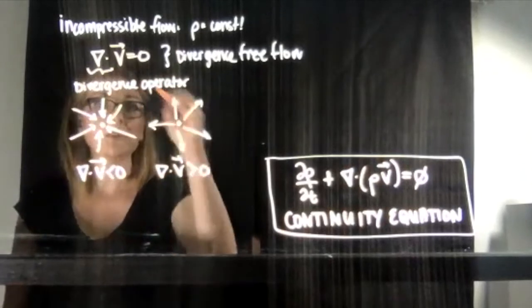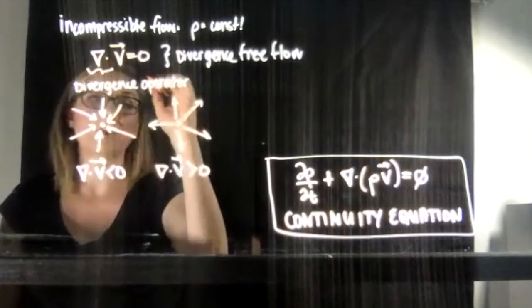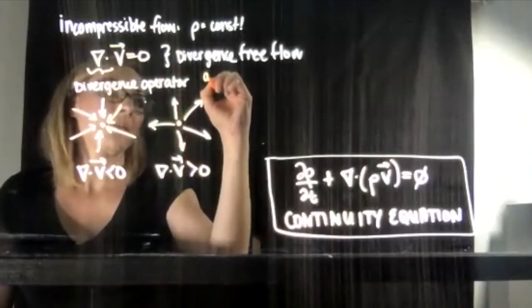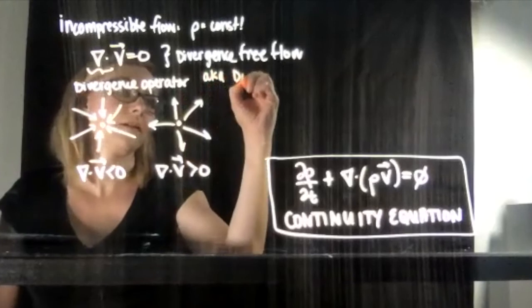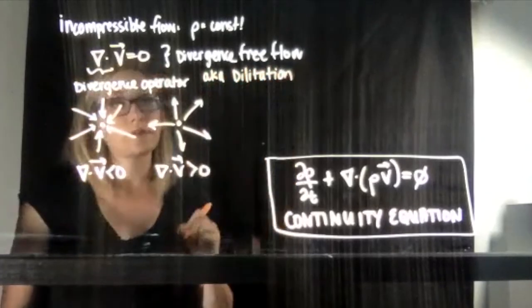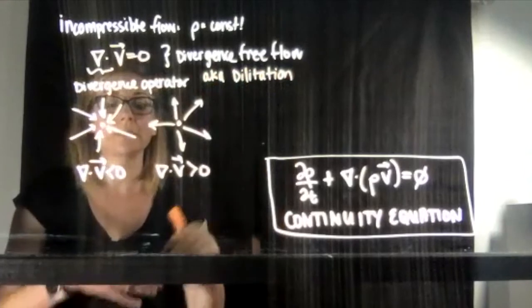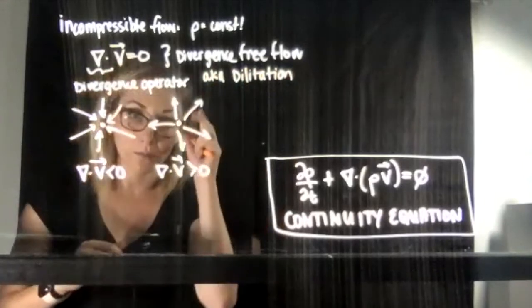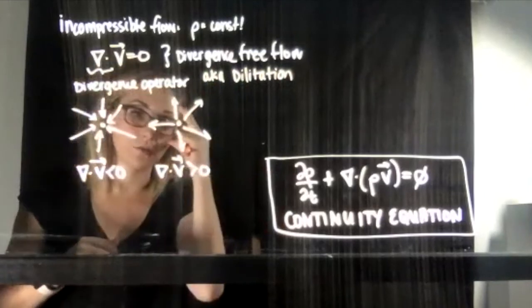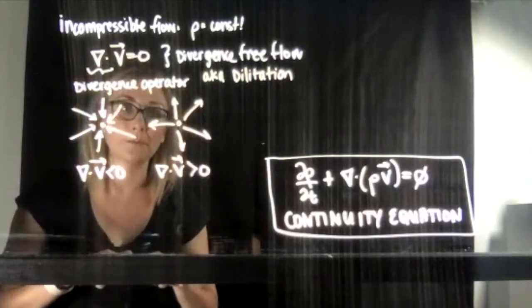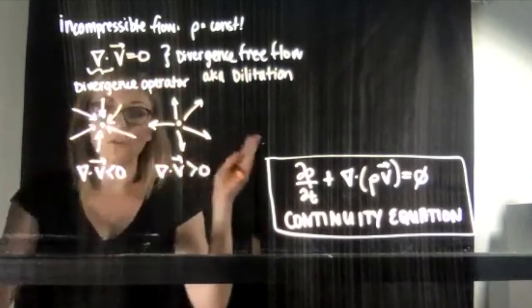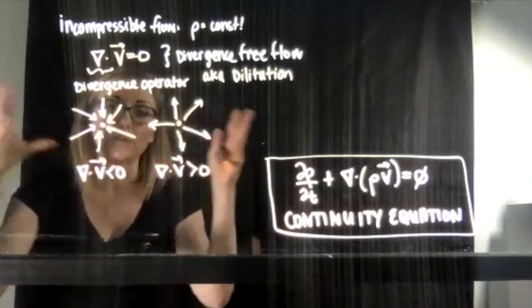The divergence of V can also be called dilatation. So you can think of the dilation of an eyeball when your iris contracts or dilates, for example. Same kind of idea here. We have matter coming in or going out. It's contracting or expanding.